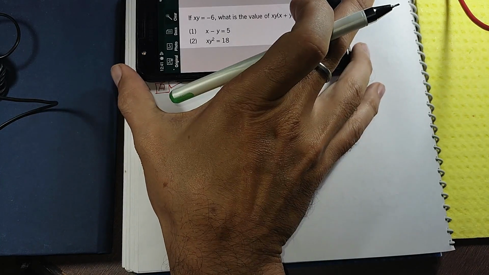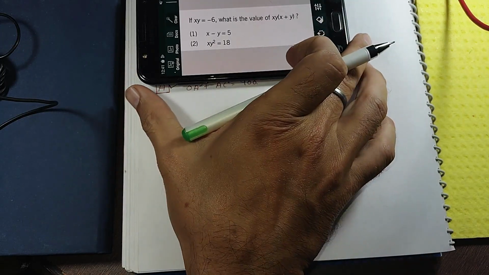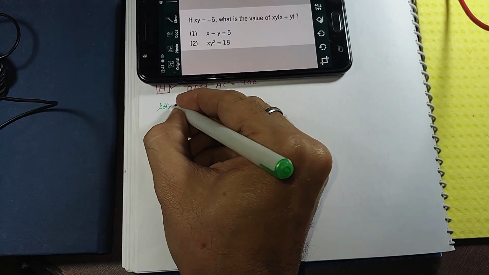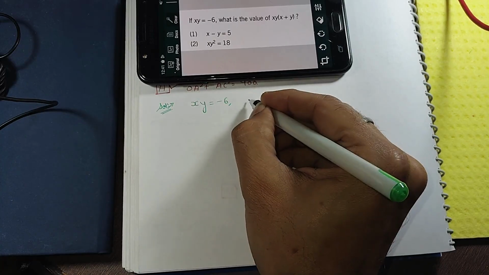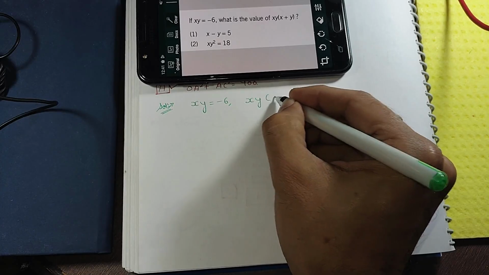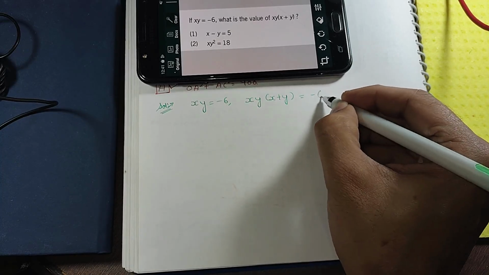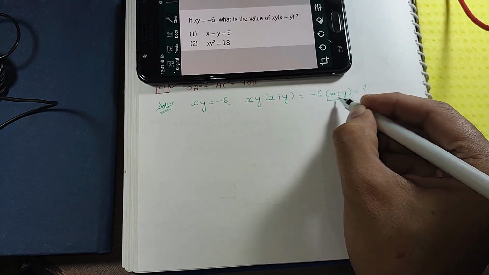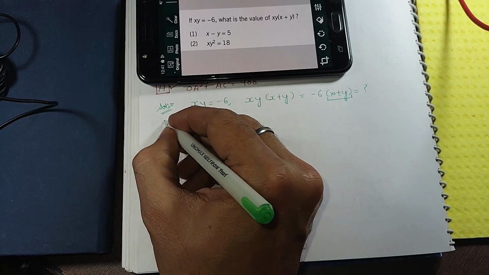If x into y is equal to minus 6, so xy is equal to minus 6, what is the value of xy multiplied by x plus y? So we have been given xy equal to minus 6 and we need to find the value of xy multiplied by x plus y. Putting this value over here, I will get minus 6 into x plus y. So basically I need to find x plus y, or the individual values of x and y, right? Now with this information we will move to statement 1.